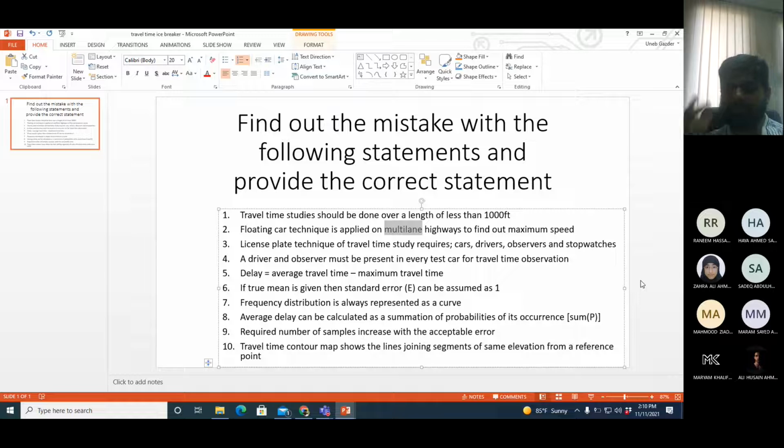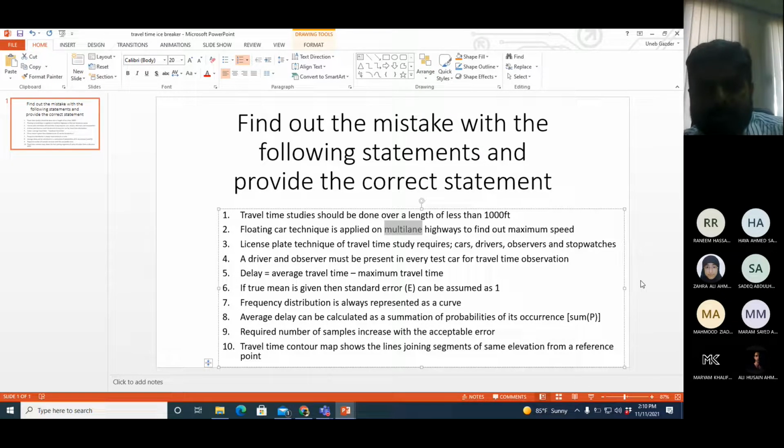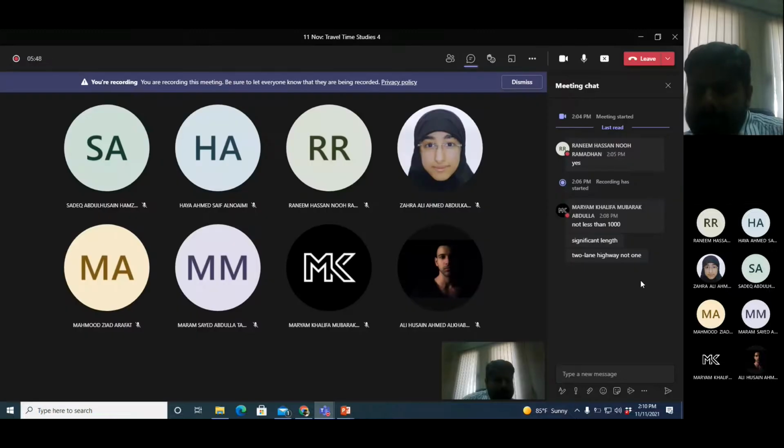Any other variation possible? Or any other additional correction to this statement? Can you think of that? Anyone? Zahra? Haya? Ali?